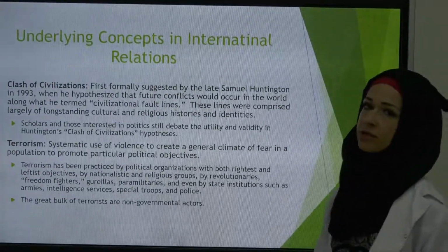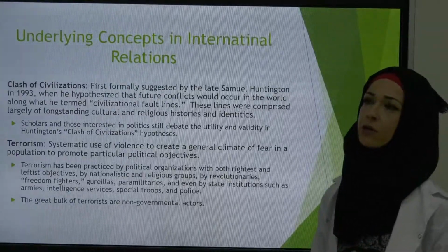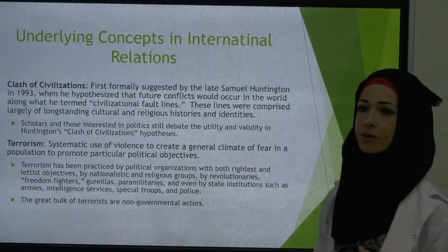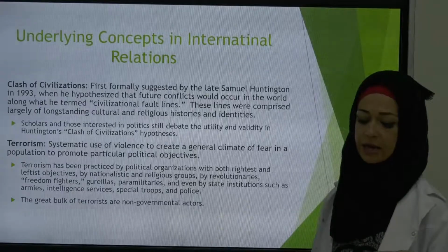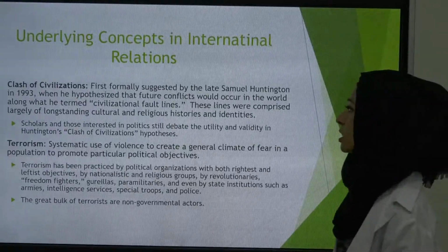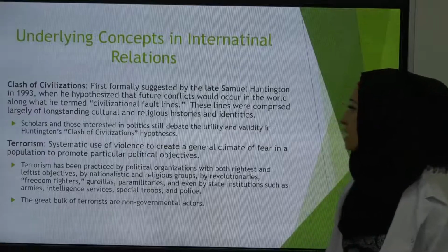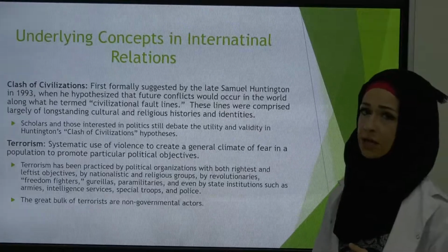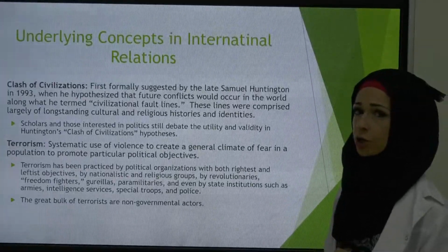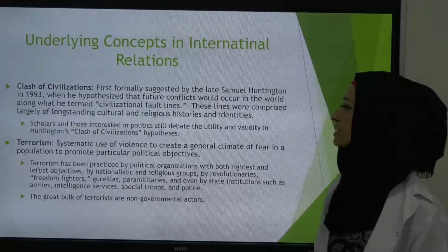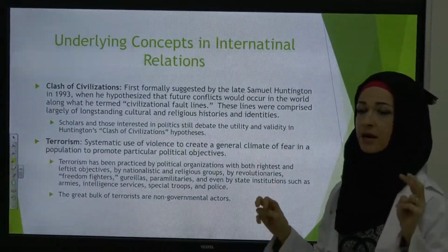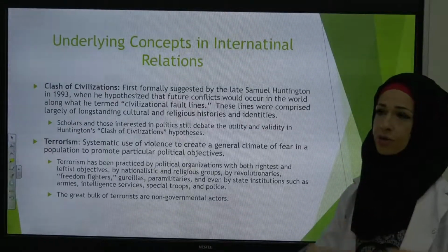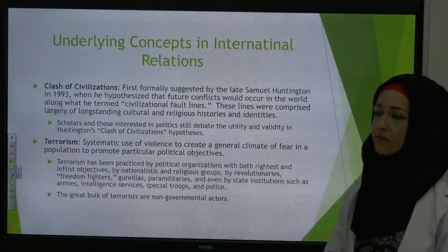Now, in international relations, you will always hear about the clash of civilizations, which is a fundamental argument that theorists either argue against or for in international relations in this day and age. It was first formally suggested by the late Samuel Huntington in 1993, when he hypothesized that future conflicts would occur in the world along what he termed civilizational fault lines. He believes that the religious, ethnic, and cultural identities are creating fault lines which are causing conflict.